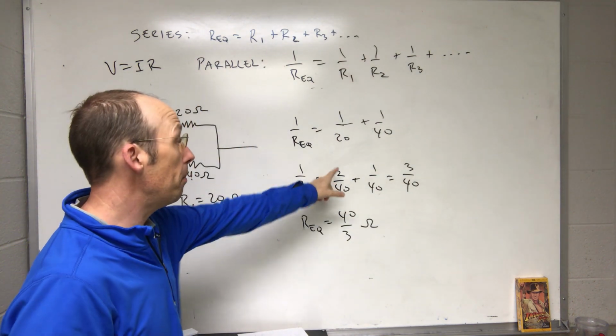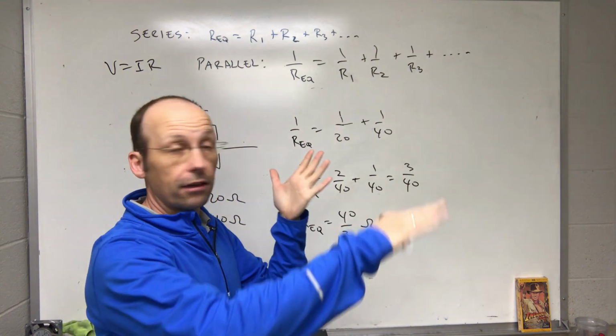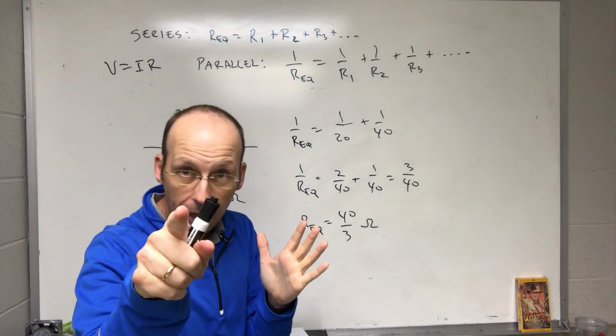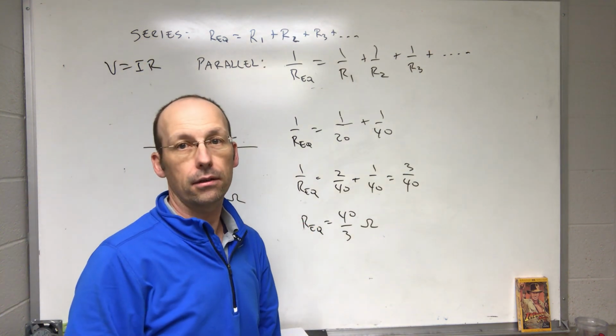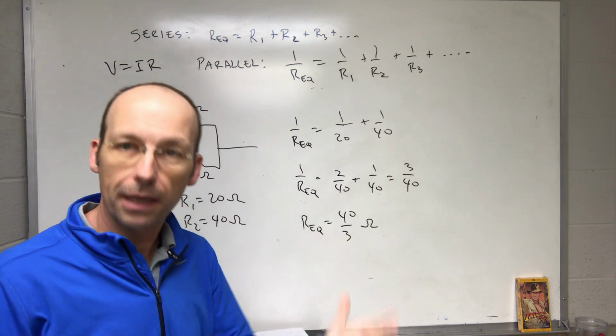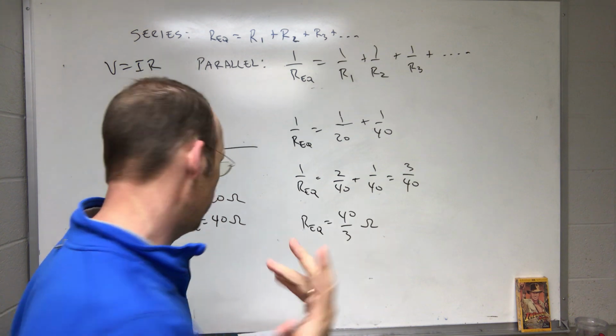Okay, and you can put these in your calculator. That's fine. You can say 1 divided by 20 decimal, 1 divided by 40 decimal. Add them together. Then you got to take 1 over that, okay, to get the answer. I see this mistake all the time. So just be careful. I don't want you to make that mistake. I made that mistake when I was a student.